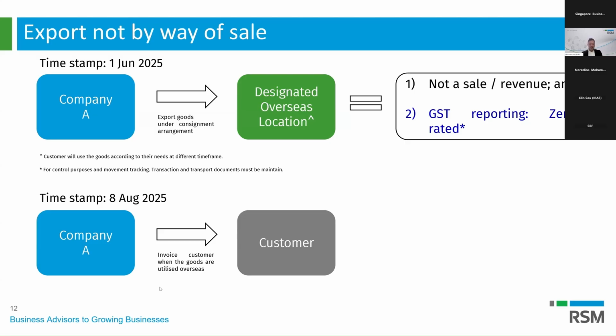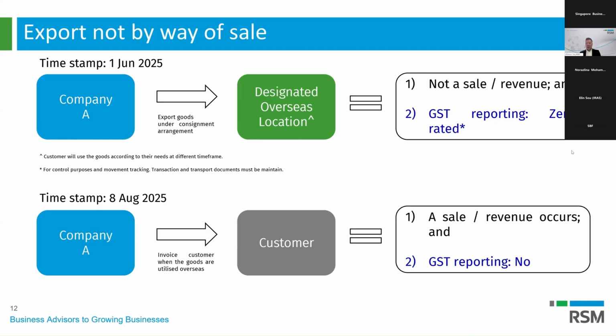I believe at this point, not a lot of us are very sure. And unlike timestamp 1, 1st June, I believe most of us got it correct. Okay, let us also quickly show you the response. Point 1 is a revenue and a sale. I believe most of us would agree.